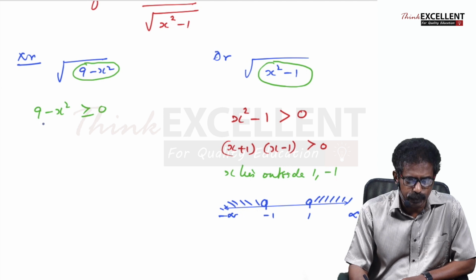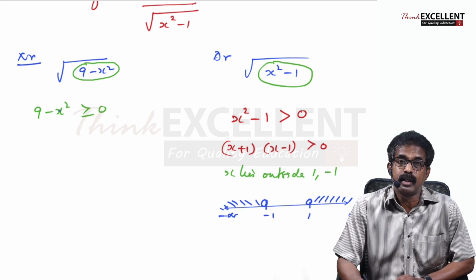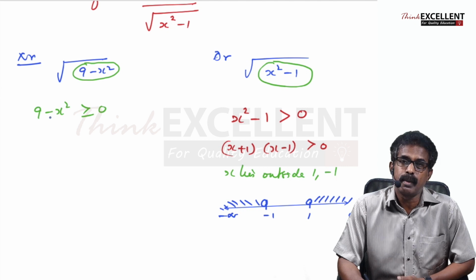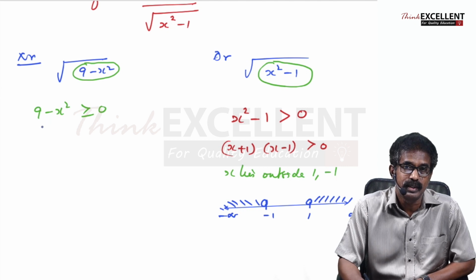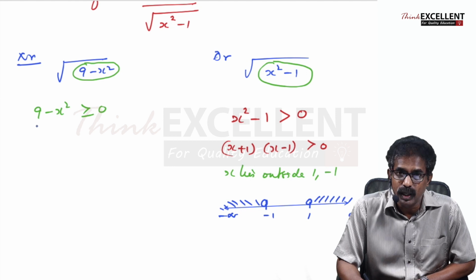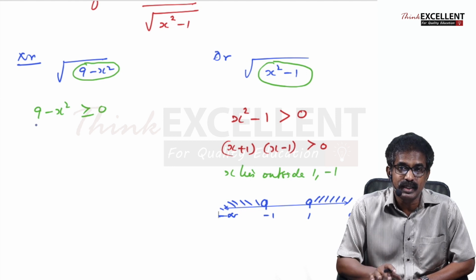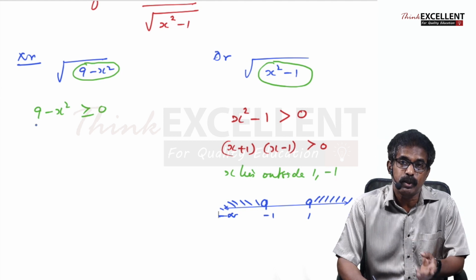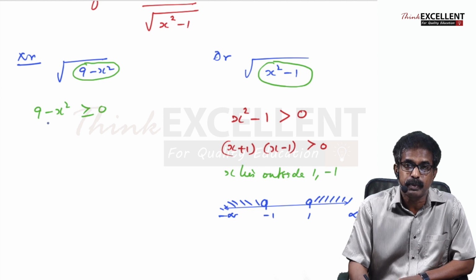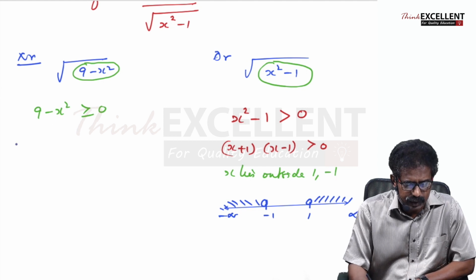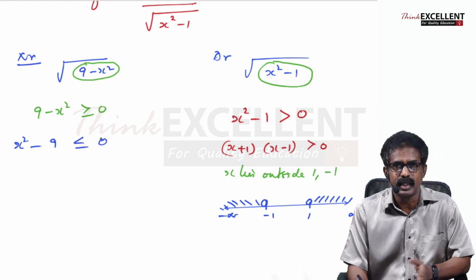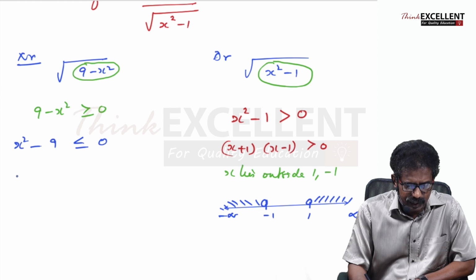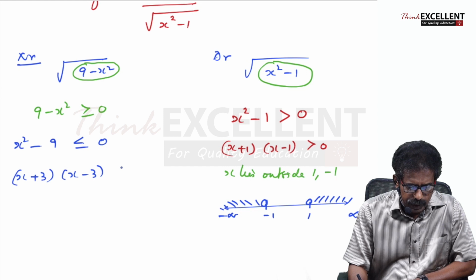Now see the other one, the numerator: 9 minus x square greater than or equal to 0. I want to solve it. First I want the x square term positive, so change the sign throughout. In inequalities you studied, right? The inequality reverses in two cases: when you multiply by a negative number, and when you take the reciprocal. Here I am going to multiply by minus 1. So you will get x square minus 9 less than or equal to 0. When you change the sign, the 0 stays 0. It can be factorized: x plus 3 into x minus 3 less than or equal to 0.